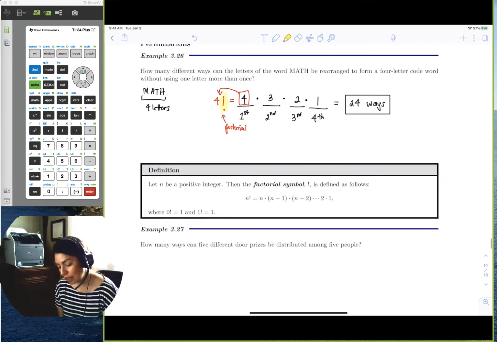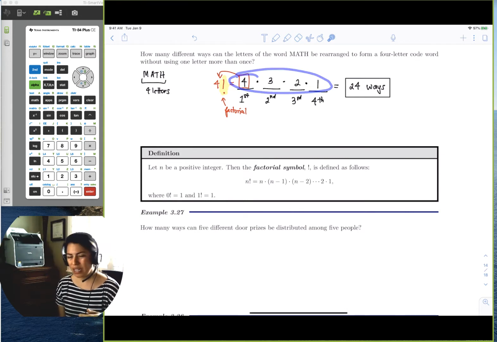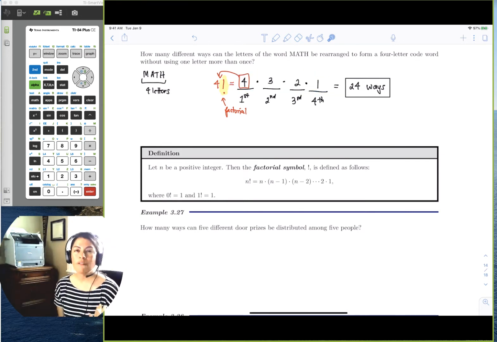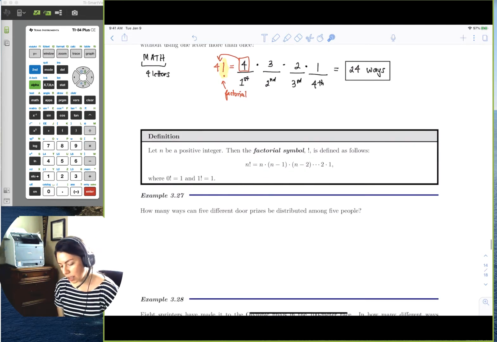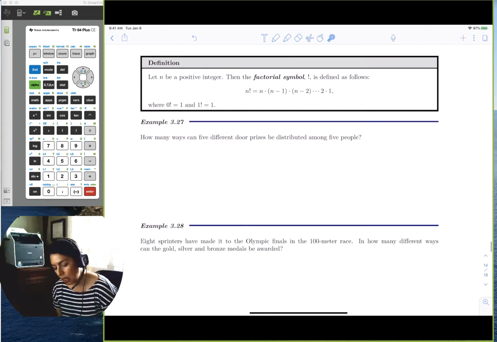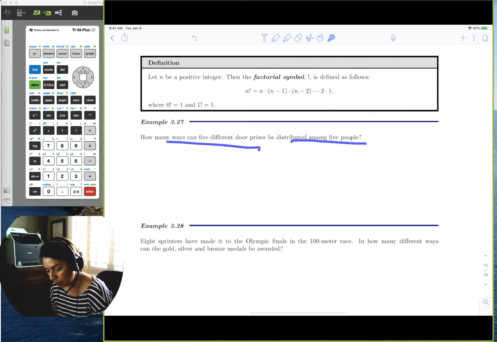So this can get a little strenuous because if we have 4 factorial, that's doable, right? But again, what if I have 25 factorial or 100 factorial? We need a more sophisticated way of entering this in technology or writing it out. So now let's take a look at a simple example.